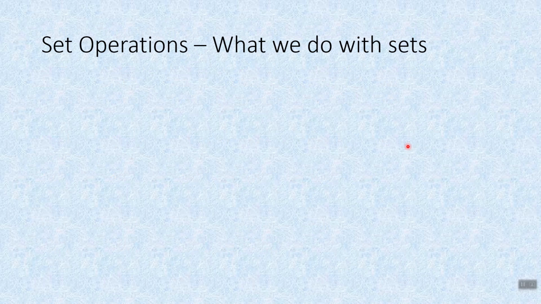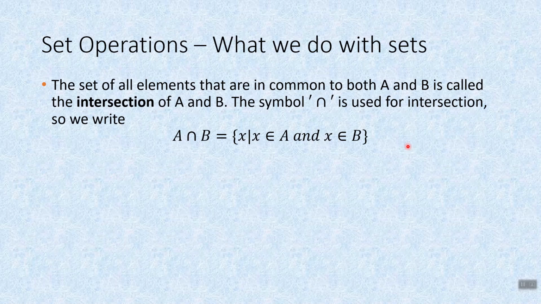So once we have a new item in math, sets, right? We have their members, the elements. What can we do with these? Well, set operations tells us that the set of all elements that are in common to both A and B is called the intersection of A and B. The symbol of an upside down horseshoe is used for intersection.